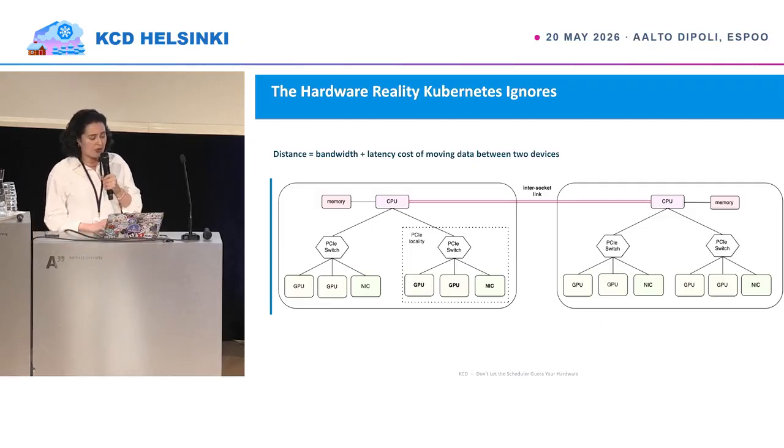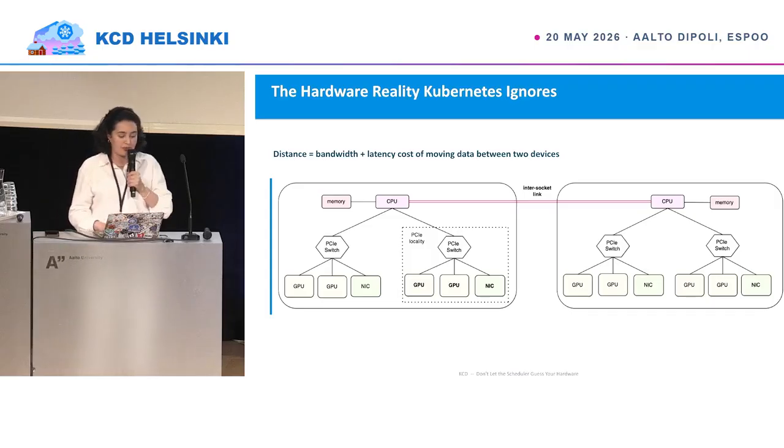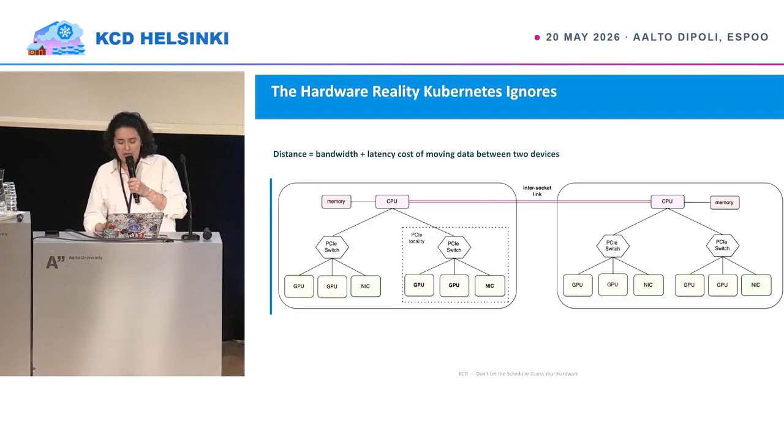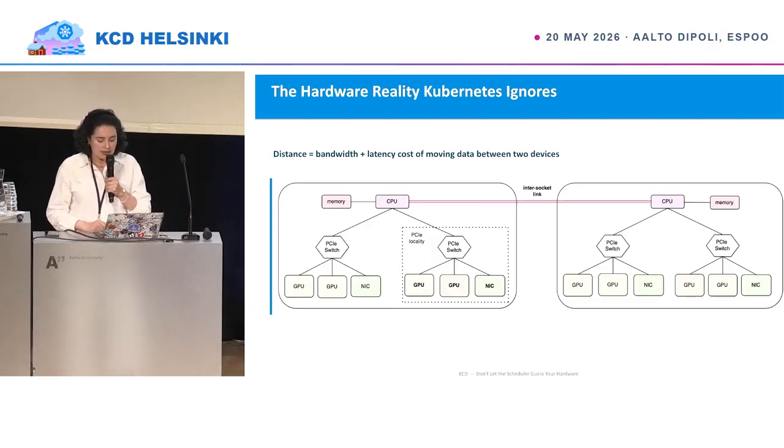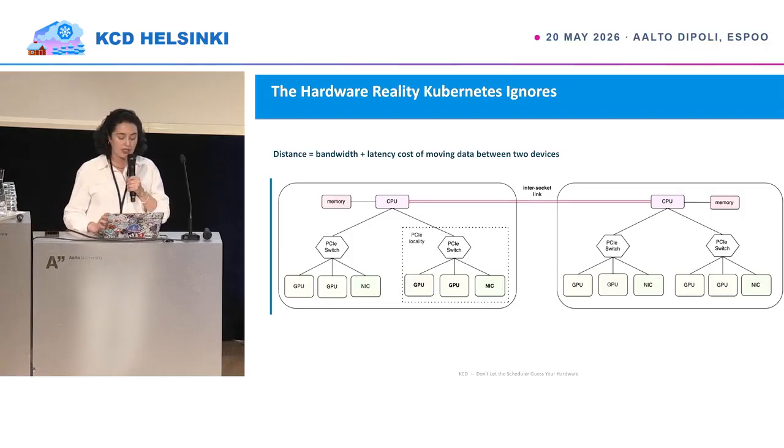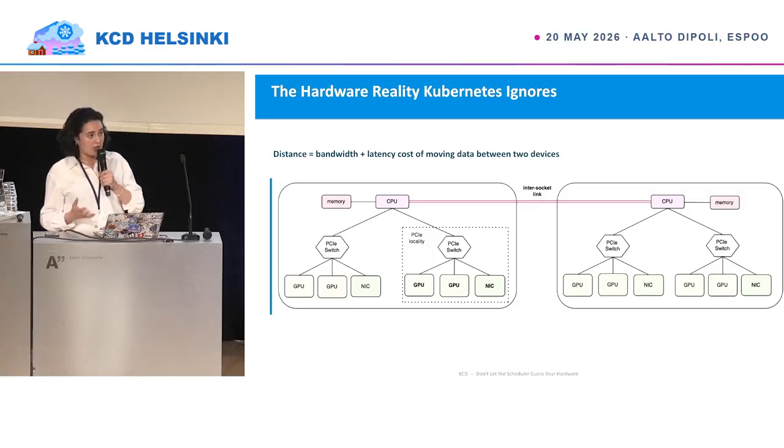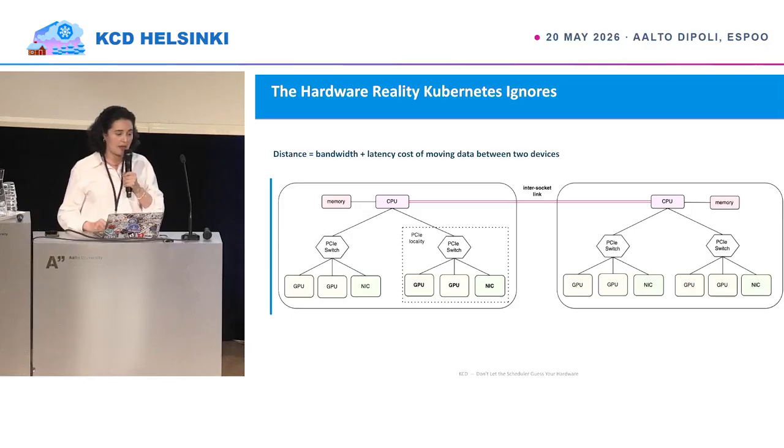So this is what we call the topology cliff. It's not a gradual curve, it's like a step function. Same hardware, same cluster, but completely different behaviors depending on which side of the boundary your devices land on. The hierarchy is real, and the boundaries are hard, but the Kubernetes scheduler does not understand any of it. And this is the exact issue that we need to solve. If we ignore this structure, the performance will stay unpredictable.